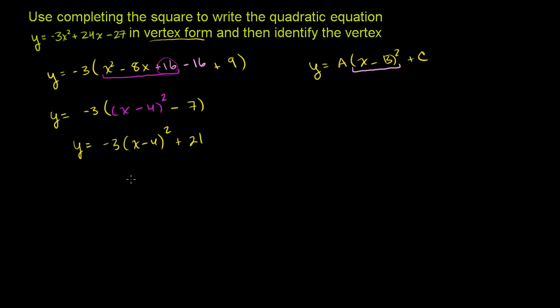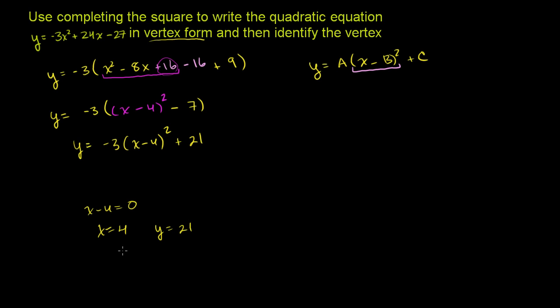We're done with that. And if you want to think about what the vertex is, I told you how to do it. You say, what's the x value that makes this equal to 0? In order for this term to be 0, x minus 4 has to be equal to 0, or add 4 to both sides. x has to be equal to 4. And if x is equal to 4, this whole thing becomes 0, then y is equal to 21.